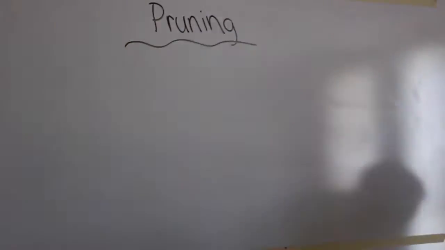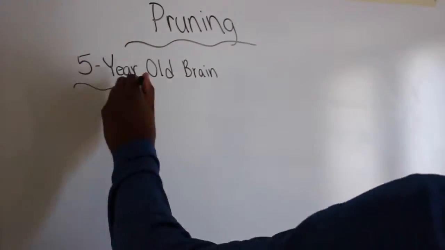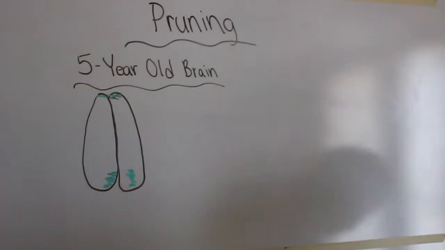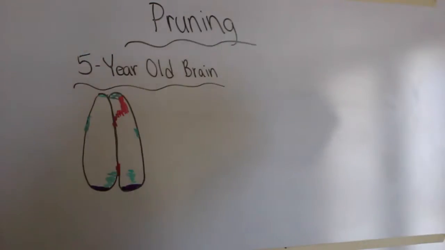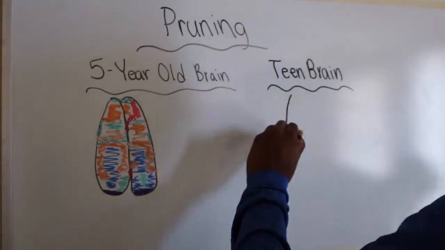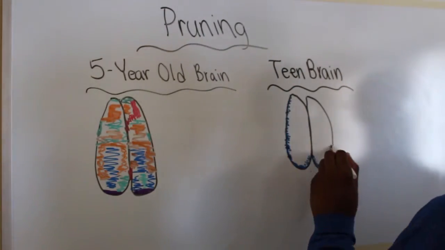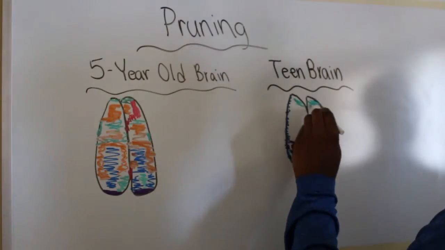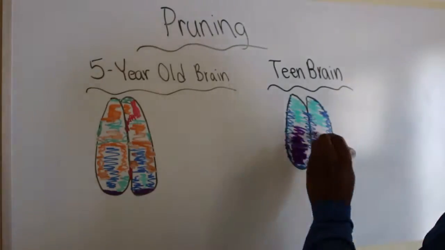Finally, we have pruning. Pruning is weeding out unnecessary connections and strengthening the important ones based on the child's experiences. It occurs at birth and is completed around age 16, after puberty for some individuals. As you can see, pruning is a very important process.